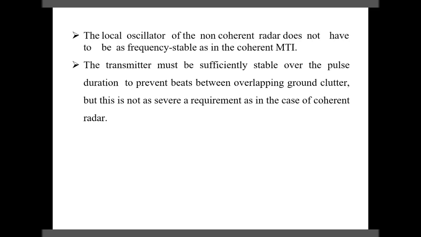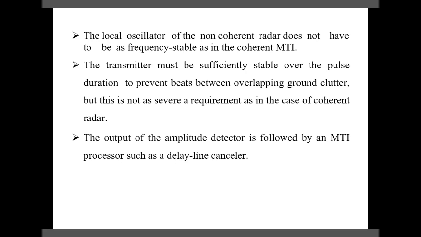The transmitter must be sufficiently stable over the pulse duration to prevent beats between the overlapping ground clutter. So to reduce the ground clutter, the transmitter must be sufficiently stable for the particular pulse duration. But this is not as severe a requirement as in the case of a coherent radar. In the coherent radar, we are using STALO and COHO. Here we are not using STALO and COHO oscillators.